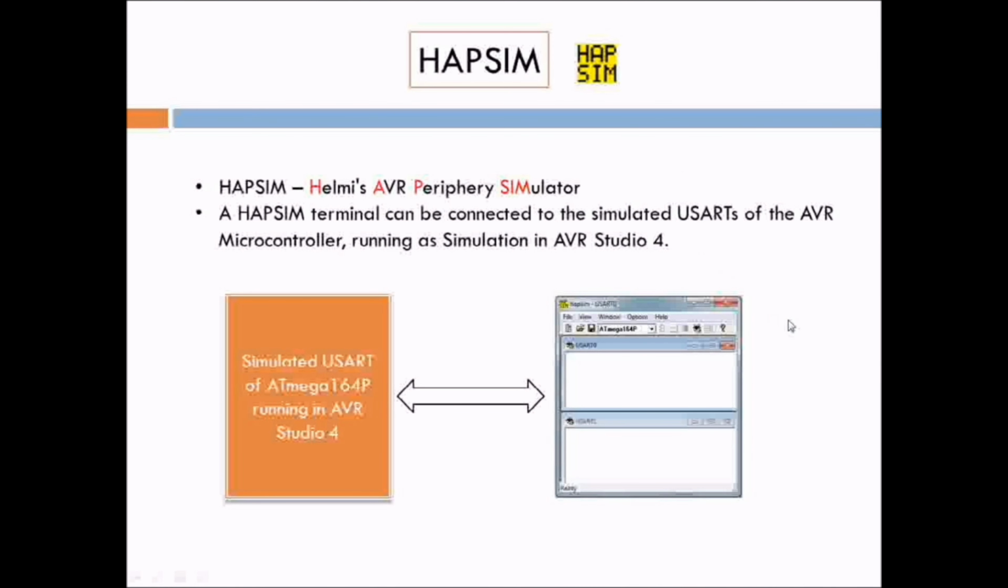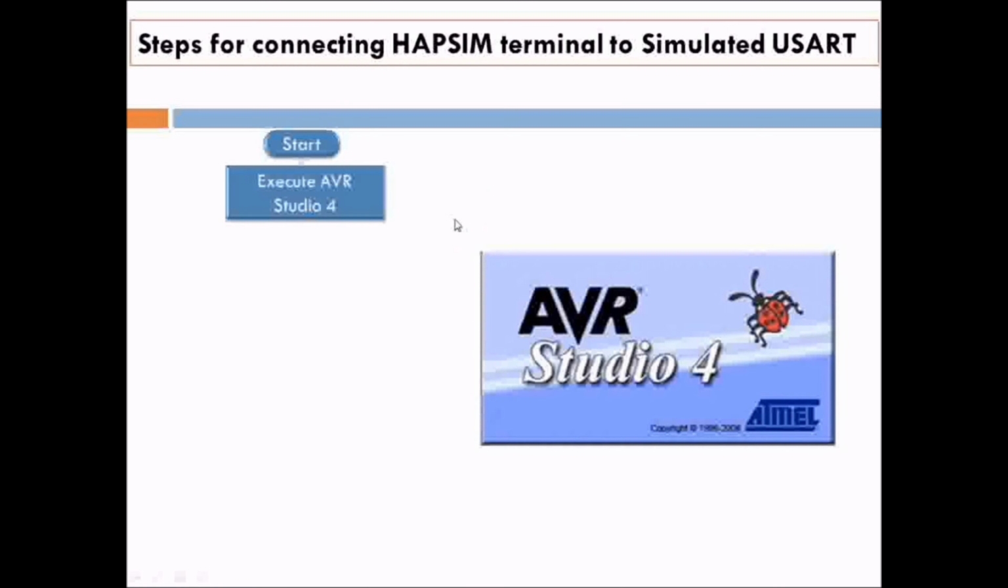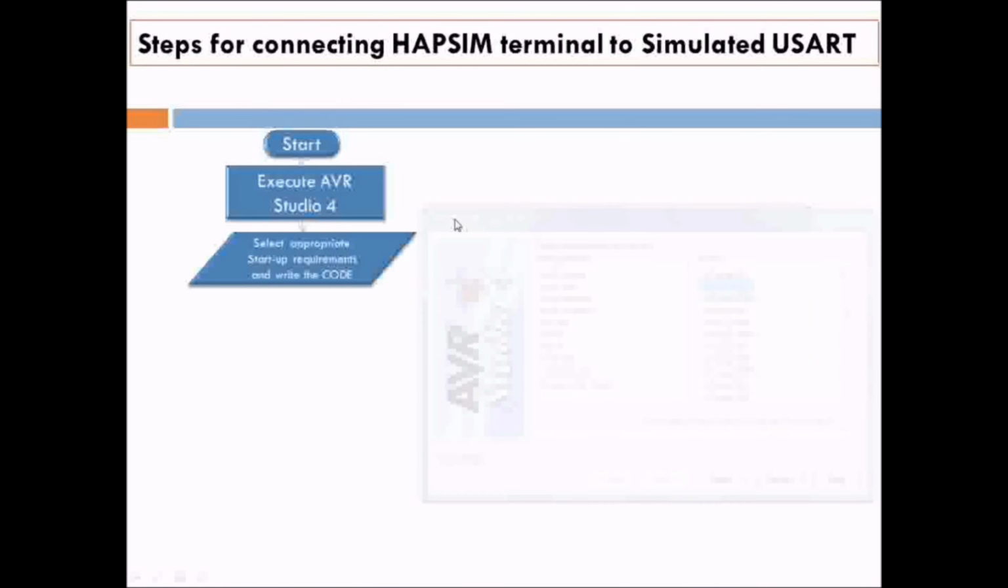Next we will see the various softwares that are necessary to simulate the serial communication process. First is HapSim. HapSim stands for Helmi Savior Periphery Simulator. This HapSim acts as one of the consoles. Now we will see the steps for connecting HapSim to the simulated USART console. It starts like this. First we will execute AVR Studio 4, where we will write the embedded C code.